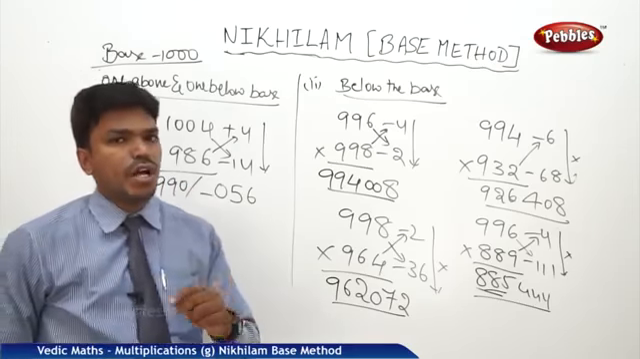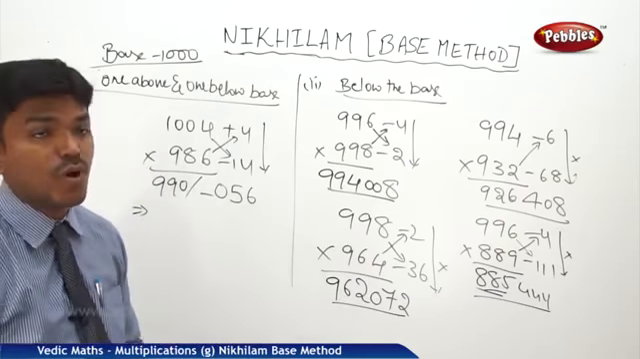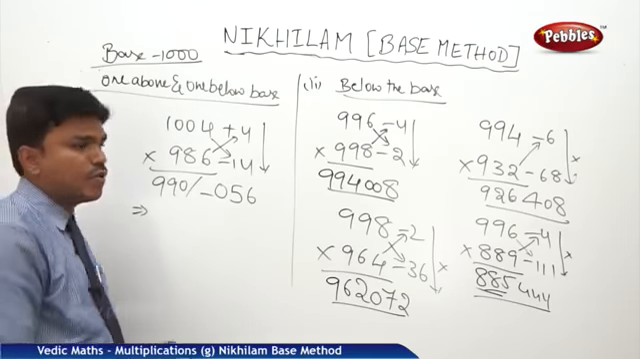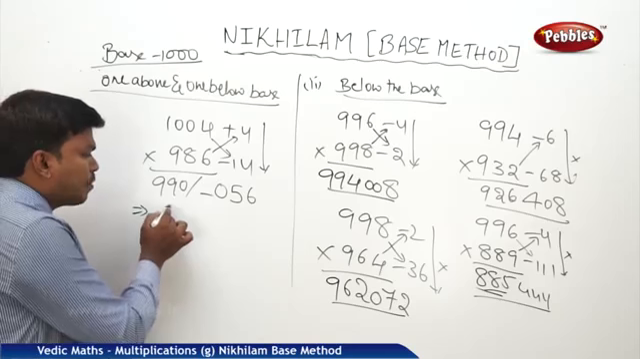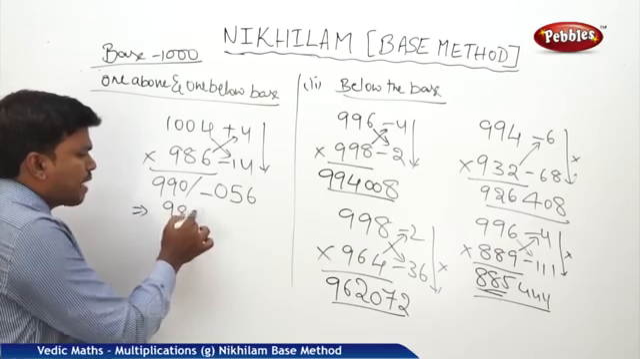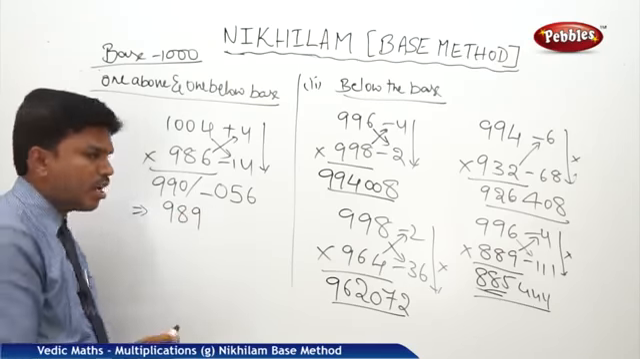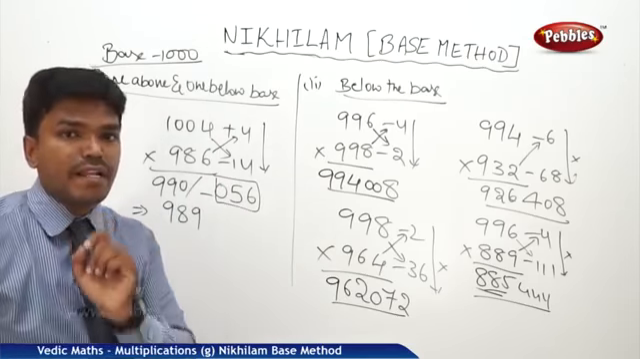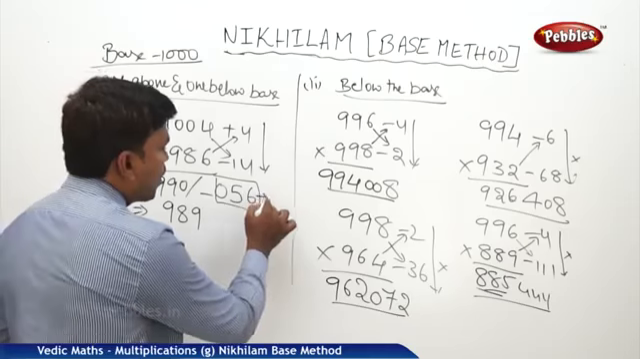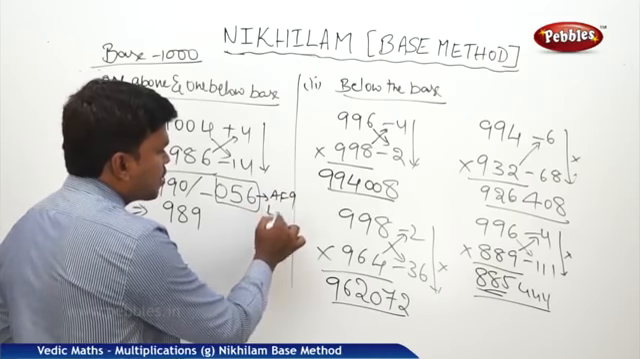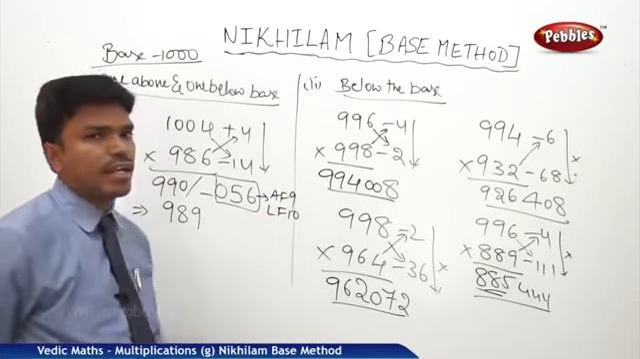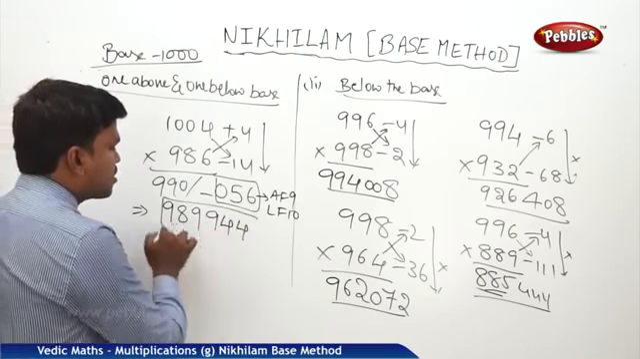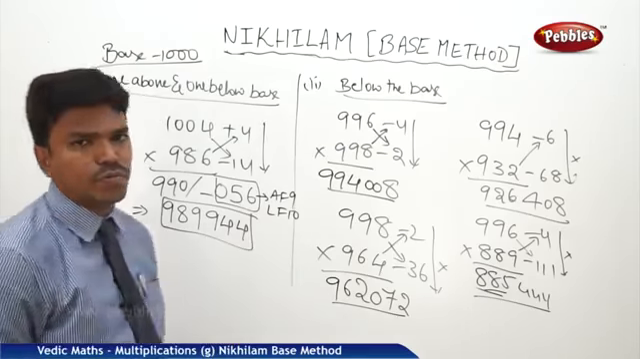This time you tell me how to go for the next step, how to get the final answer. There is a minus here, so first of all the left side part should be reduced by 1. Since there is a minus symbol, it will become 989. Now to get the right side part of the answer, apply all from 9 last from 10 to this number. So it is 944. So my answer is 989944.